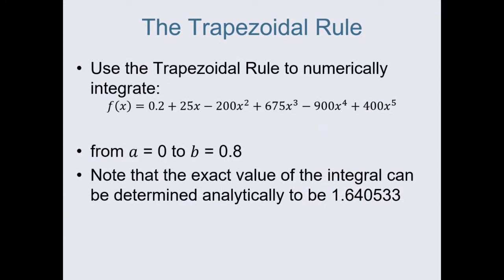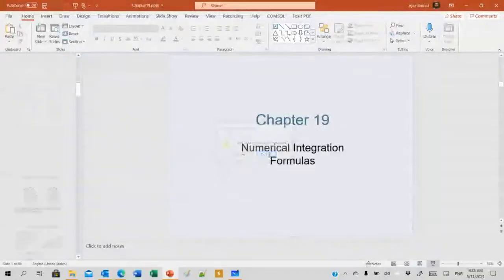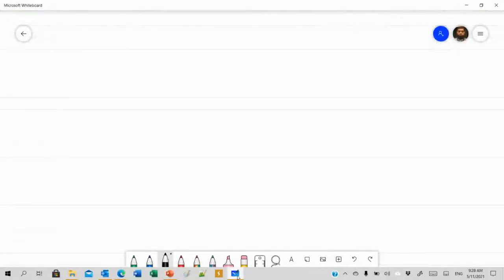He says use the trapezoidal rule to numerically integrate this function from a equal to 0 to b equal to 0.8, and says that note that the exact value can be determined as 1.640533. I'll take this and go to the whiteboard.